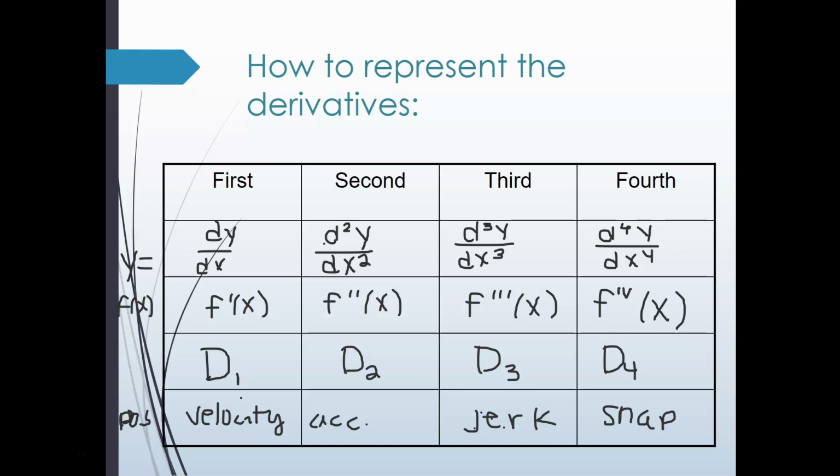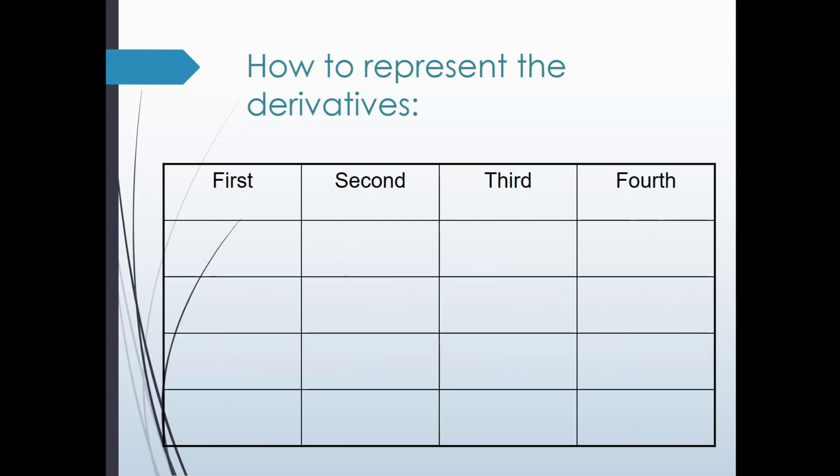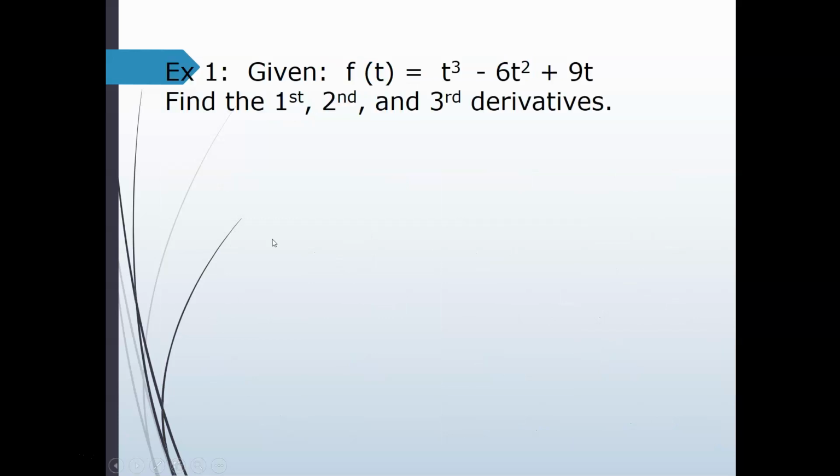Is everybody okay with the chart? We're not going to do too many of the higher order derivatives. It's just that one of them occurs in our homework. So it's nice to see. This is an easy power rule, right? So f prime becomes what? Yeah, so it's 3t squared minus 12t plus 9.